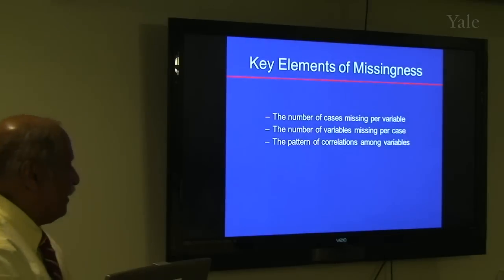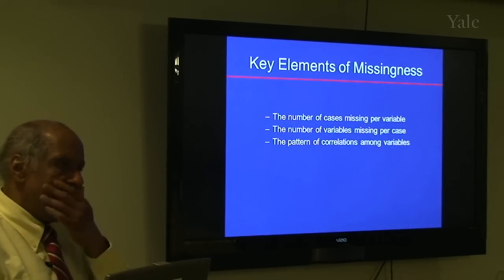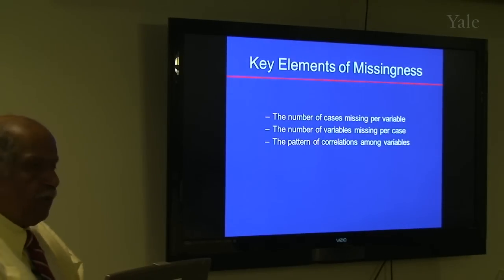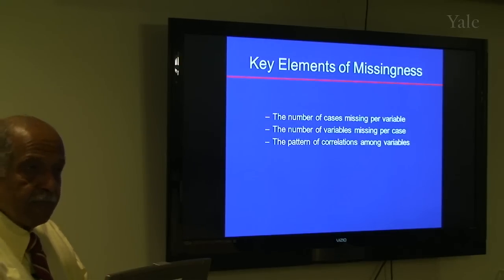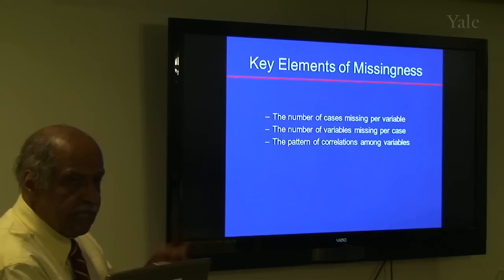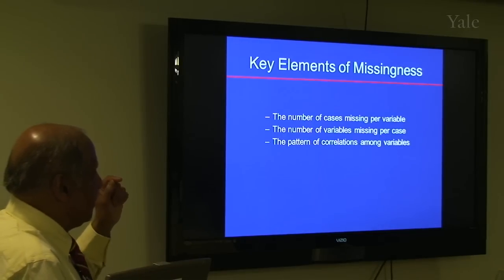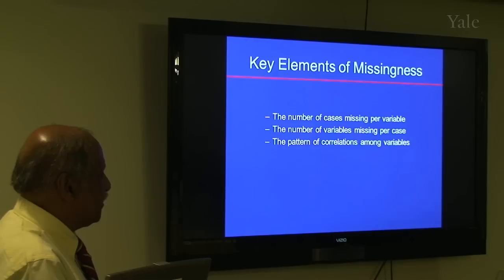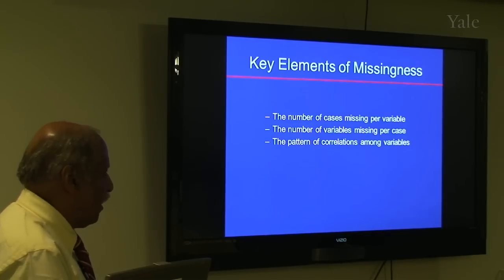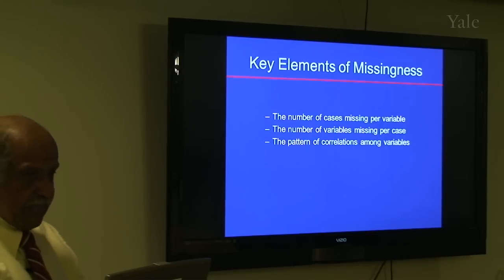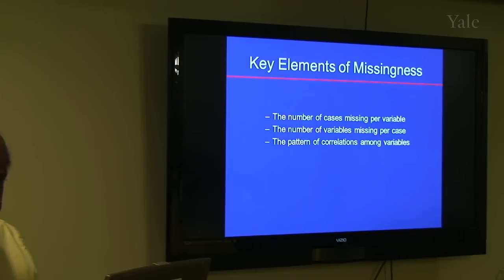Now, there's several elements that you need to be familiar with, and don't worry, I'm going to send everyone who attends the slides. I will send them to you so you can relax and you don't have to take notes. The key elements are the number of cases missing per variable, the number of variables missing per case, and the pattern of correlation among the variables.